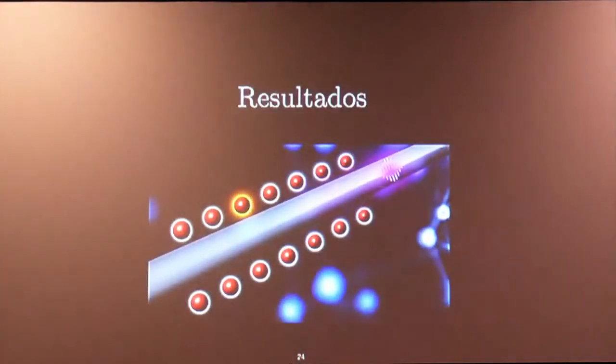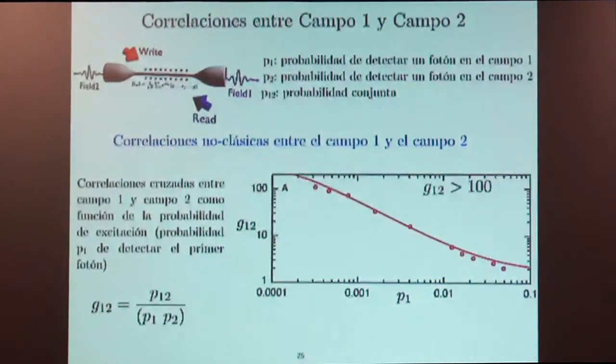We can see now the results. The results are going to be between the two photons, the photon in field 1 and the photon in field 2. The first thing to do is the cross correlation function between them. That's the parameter G12. That is just the joint probability, and then these are the individual probabilities.